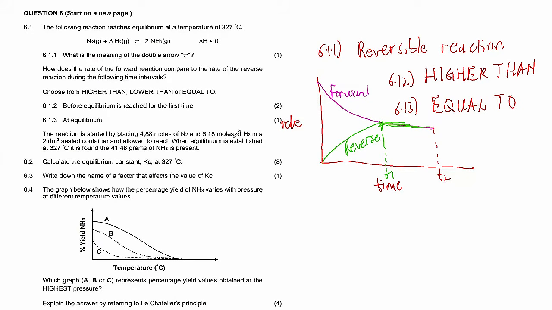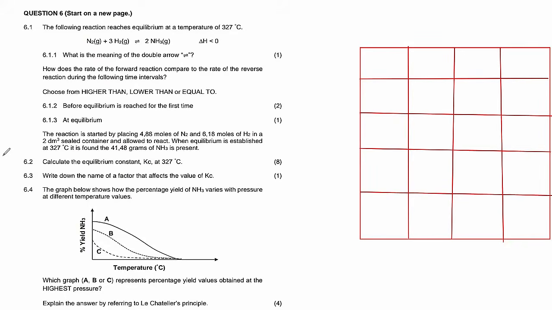Okay, then let's proceed. The reaction is started by placing 4.88 moles of N2 and 6.18 moles of H2 in a 2 dm³ sealed container and allowed to react. When equilibrium is established at 227 degrees Celsius, it is found that 41.48 grams of NH3 is present. Then 6.2 says, calculate the equilibrium constant Kc at 327 degrees Celsius.